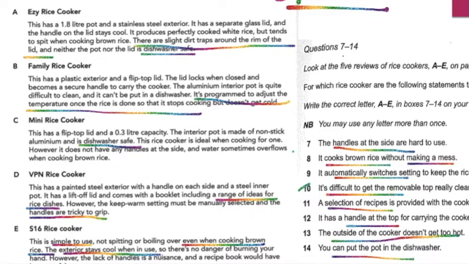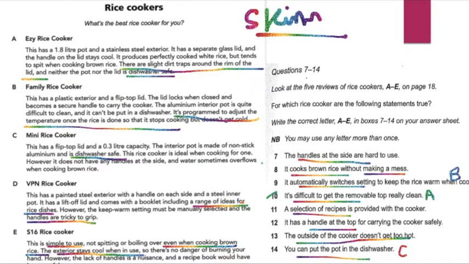This is how you should be doing it. Not number-wise, it has to be done paragraph-wise. Then you have this one, dishwasher safe. Which one was dishwasher safe? C. It is 14th. That's C. Then you have range of ideas for rice dishes. Range of ideas is selection of recipes. So that's 11th and it is D. And it also says handles are tricky to grip. So handles at the side are hard to use. That would be again D.